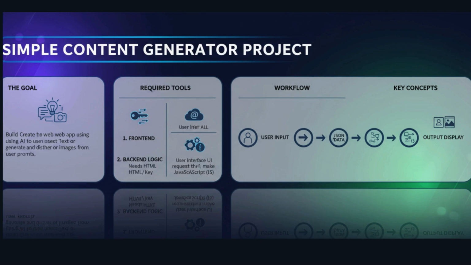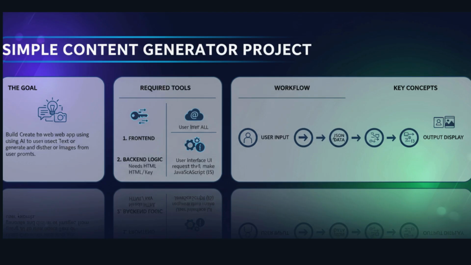Now that we have covered the theoretical foundation of Gen AI, this slide transitions us to practical application, outlining a project to build a simple content generator and the necessary tools. The objective is to create a lightweight web application that takes a user prompt and uses an AI API to generate and display custom text or an image. This project is designed to clearly demonstrate the complete end-to-end workflow: user input, then API call, then output display.